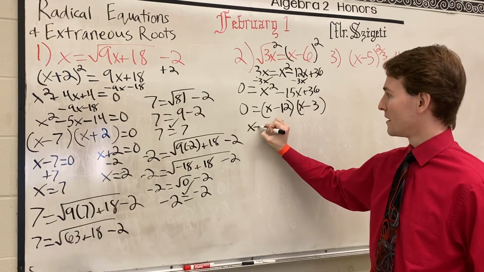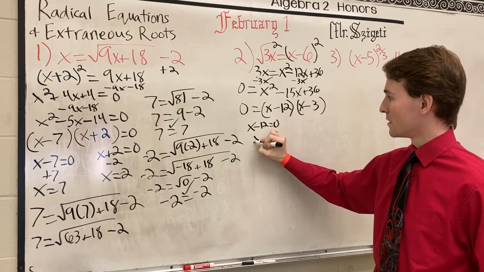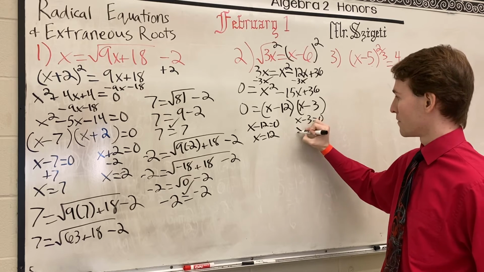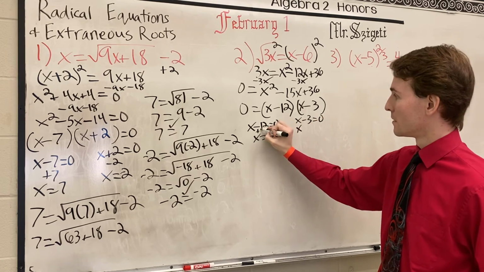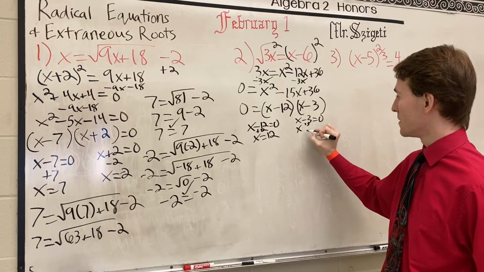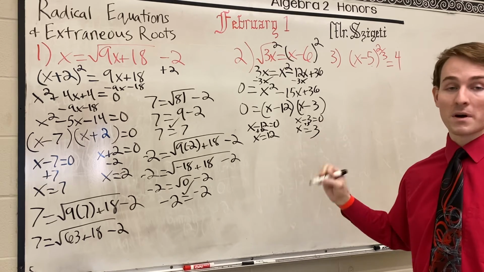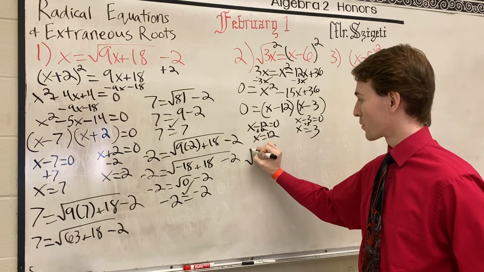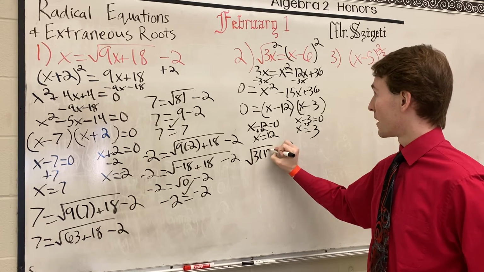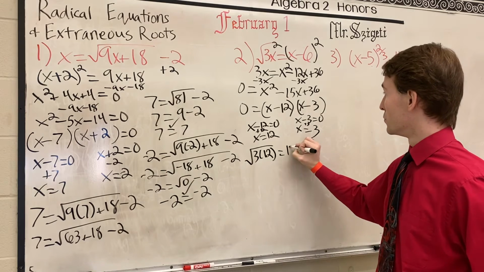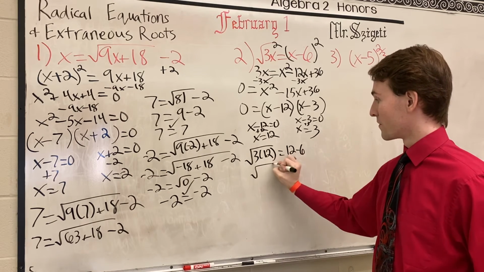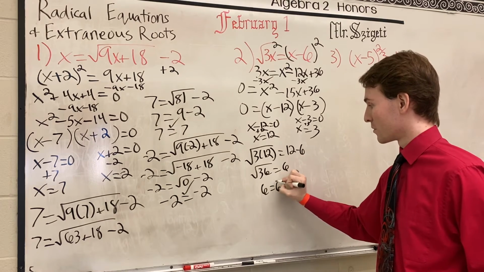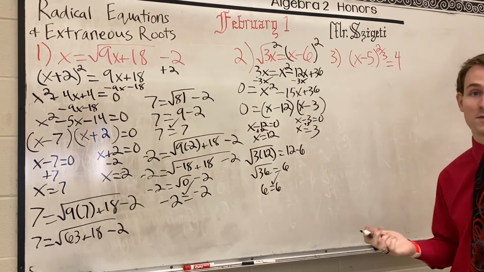And now we set x minus 12 is equal to 0. So x is equal to 12. And x minus 3 is equal to 0. So when you add 12 or you add 3, now you've got x is equal to 12 and x is equal to 3. So we plug that back into our original equation. If we have the square root of 3 times 12 is equal to 12 minus 6, we've got the square root of 36 is equal to 6, and 6 is equal to 6, so we can check that off. It's not an extraneous solution.